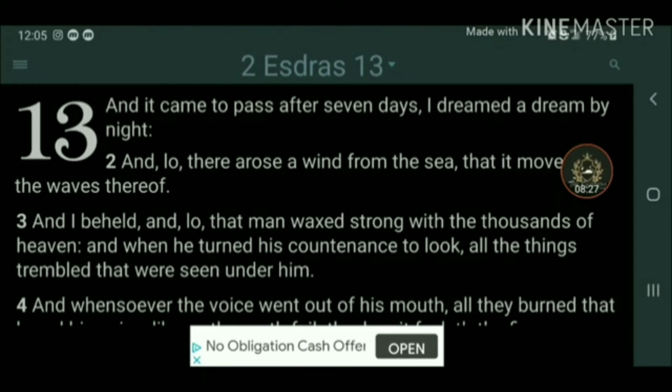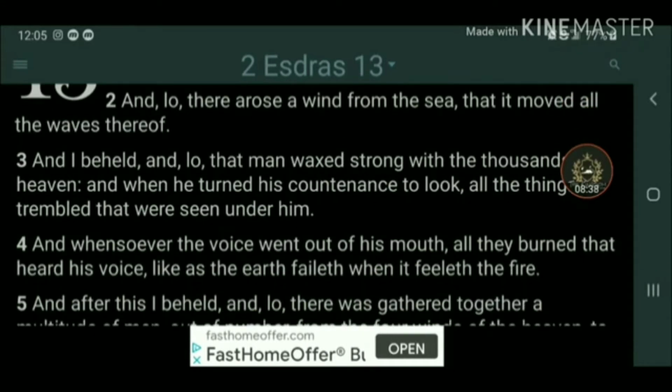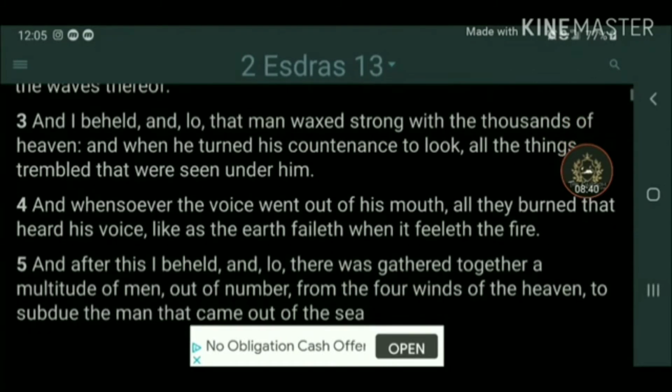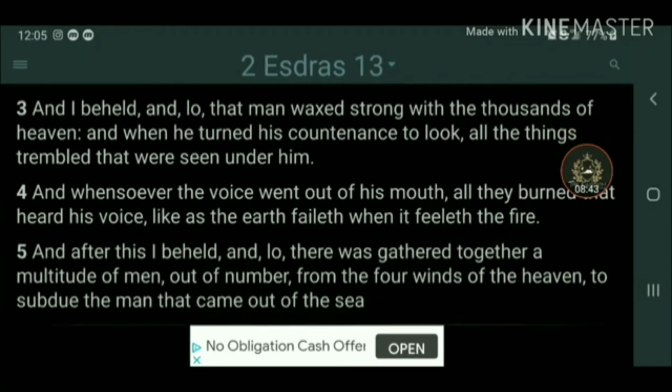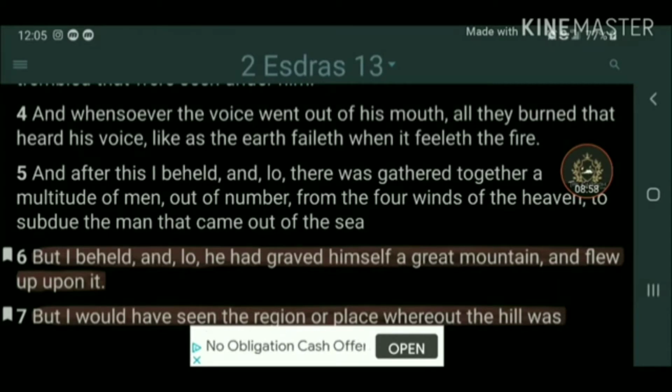And it says, and it came to pass after 7 days I dreamed a dream by night. And lo, there arose a wind from the sea, that it moved all the waves thereof. And I beheld, and lo, a man waxed strong with the thousands of heaven. And when he turned his countenance to look, all things trembled that were seen under him. And whensoever the voice went out of his mouth, all they burned that heard his voice, like as the earth faileth when it feeleth the fire.